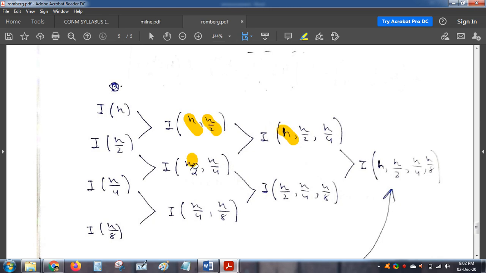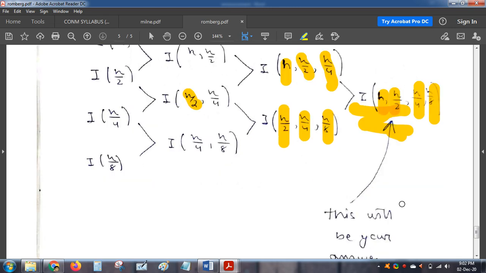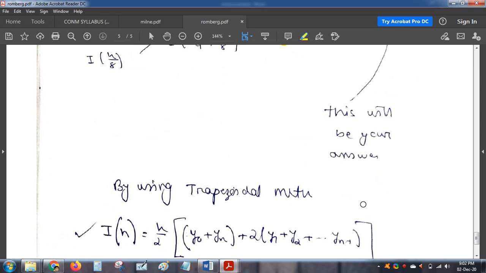h by 2 is common to both of them, so h by 2 is just taken once, h by 4, so h by 4. Similarly, from these two, h by 2 is there, h by 4 is common, so h by 4 is there, h by 8 is there. Again, from these two, h by 2 is common, so h by 2 is there, h by 4 is common, so h by 4 is there, h by 8 is there. So this is your final answer. This is basically your final answer.